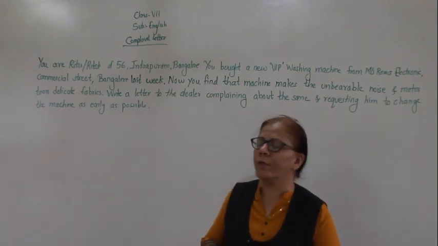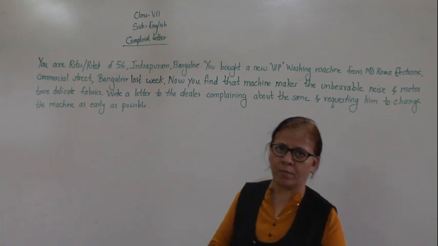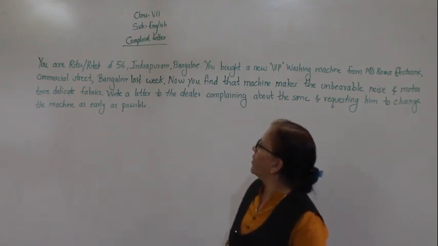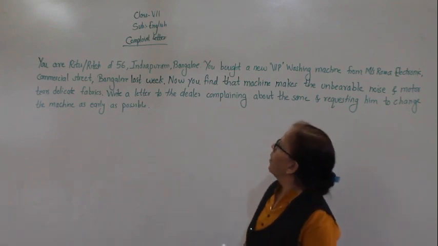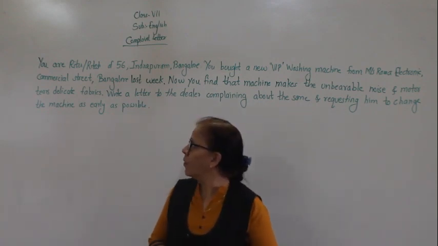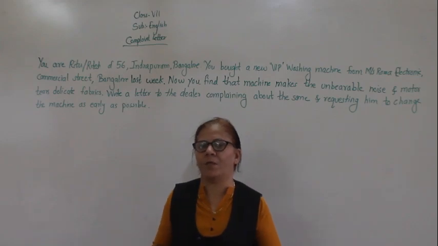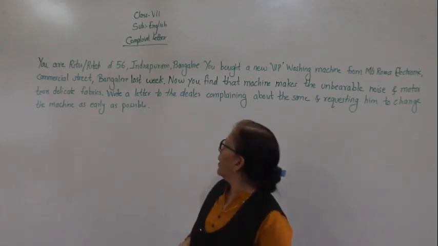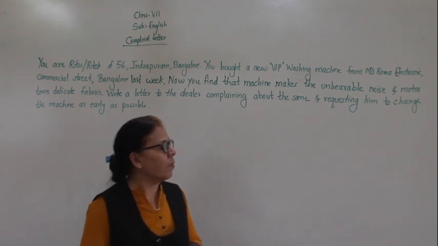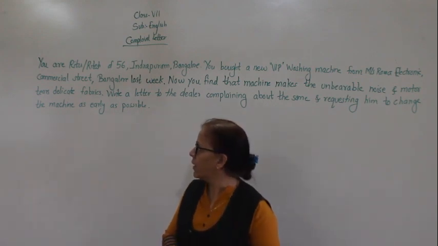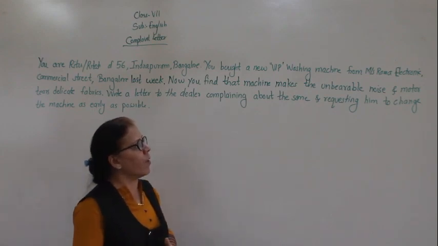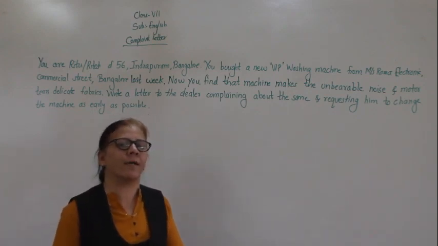Now here there is a question in front of you. You are Ritu or Ritesh. Suppose yourself as Ritu or Ritesh of 56 Indrapuram, Bangalore, that is your address. You bought a new VIP washing machine from Messrs. Rama Electronics, Commercial Street, Bangalore. So that is the address of the receiver. Last week, you find that the machine makes an unbearable noise and the motor tears delicate fabrics. Write a letter to the dealer. Now, to whom do you have to write the letter? To the dealer, complaining about the same and requesting him to change the machine as early as possible.